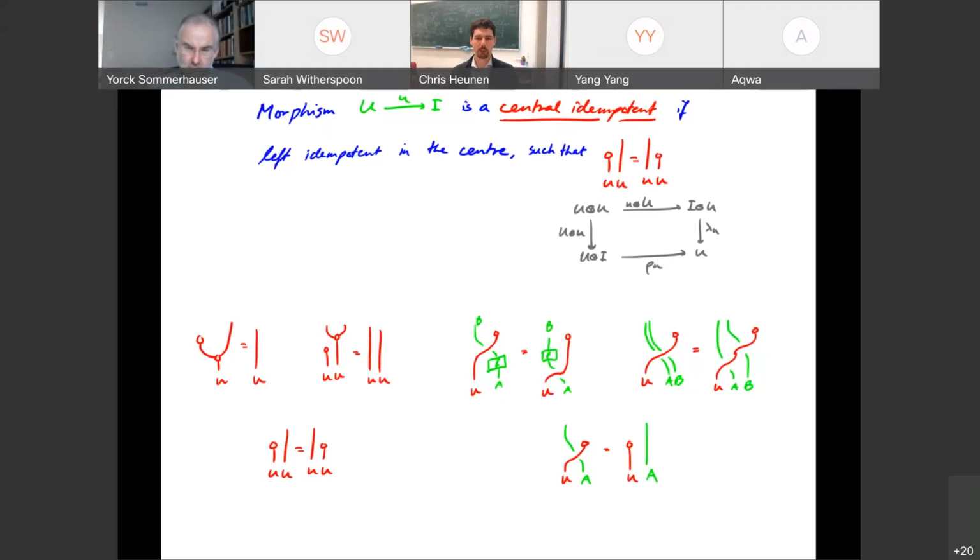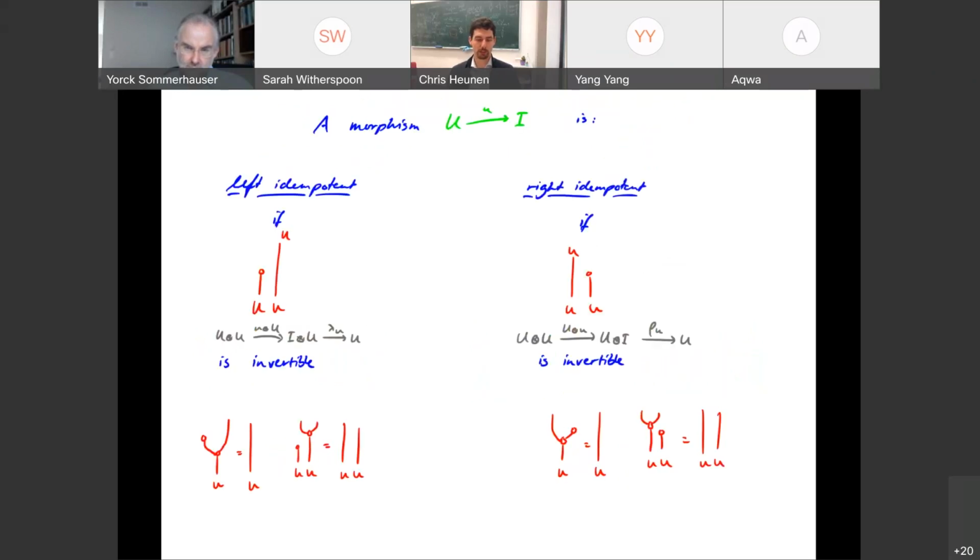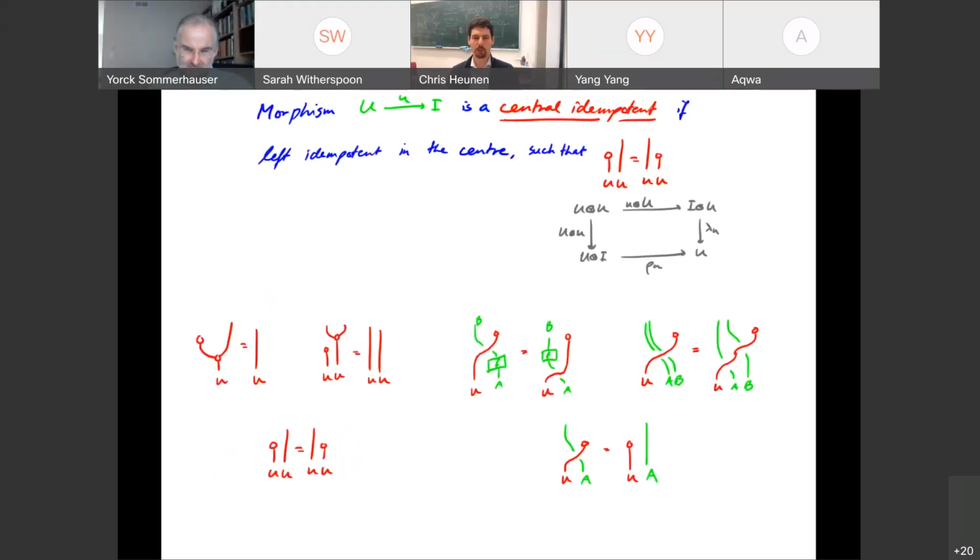First of all, I want the thing to live in the center of the monoidal category. So this is the thing we talked about last time. That means it is not just a morphism from big U to I. Big U comes with a half braiding, and little u respects this half braiding. So it's a morphism in the center. And in fact, it's left idempotent in the center, in the sense that we just described. If I take 2 copies of this object and forget one of them, that should be invertible. And additionally, I'm going to ask that it is central in the sense of the red picture on the top right.